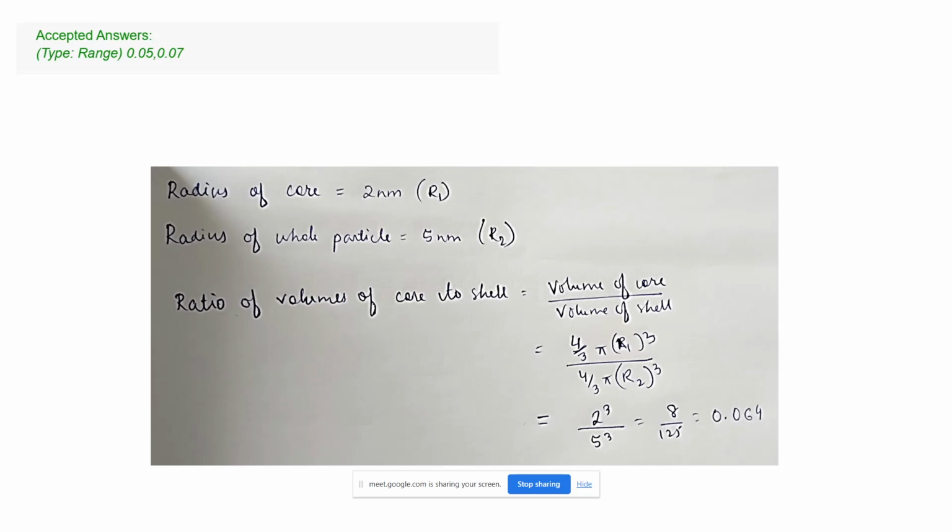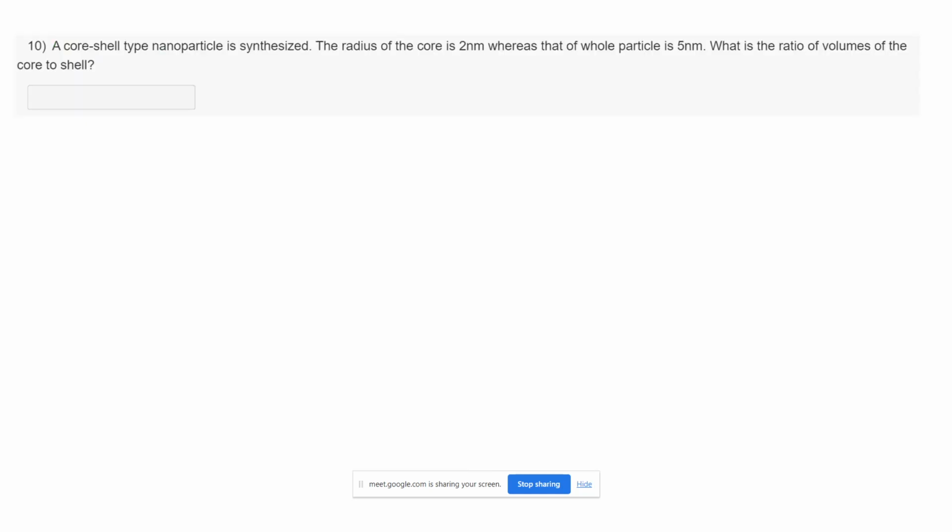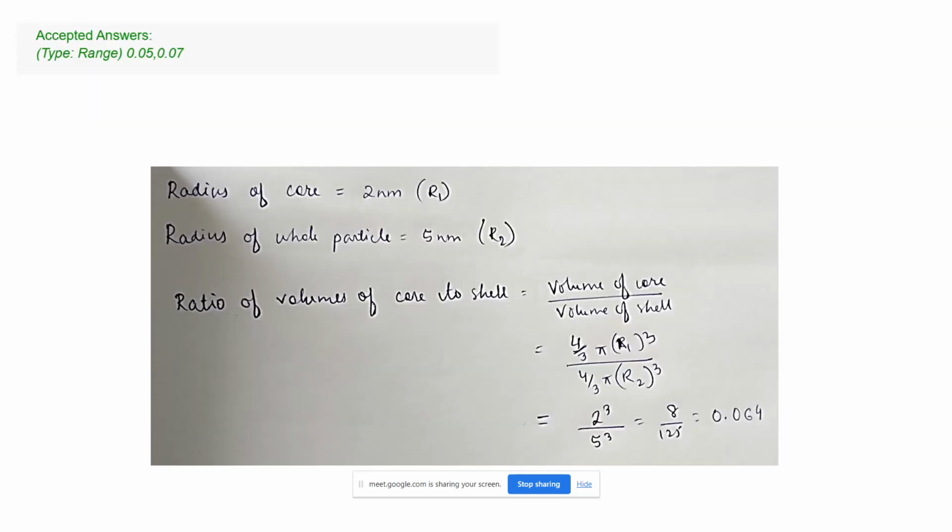But he is asking in ratio, ma'am. Yeah, this is the ratio only. So, okay, let's solve this and then you let me know what your doubt is.